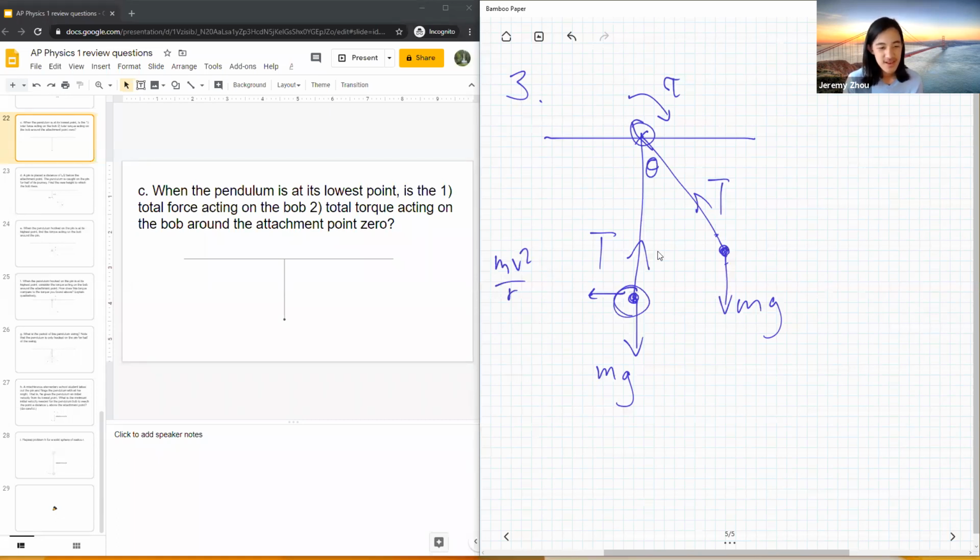Okay, so everyone agrees that the force is not zero. Any questions? So what about the torque? The torque around this point, is it zero?